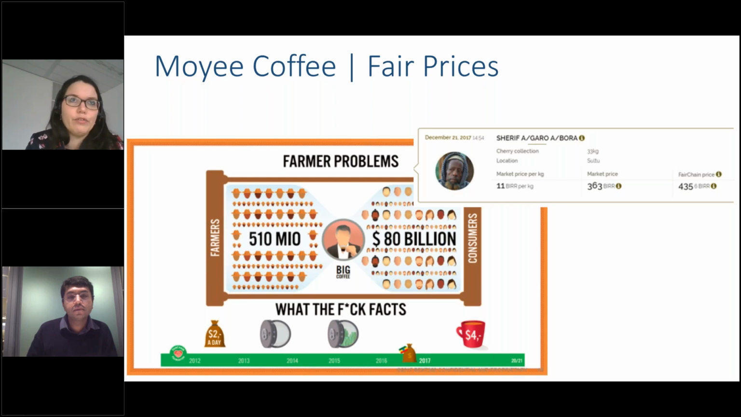So when you buy a bag of coffee in the Netherlands, for example, there will be a QR code on the side of the package, and you can scan that with your phone and then see information like on this slide. So here you can see, for example, that a certain person on a certain date has received this price. So you can see the market price and the price that this person has received, because they want to make sure that the farmer has been receiving fair wages. So now as a consumer, you can also verify that this farmer has received a fair wage by the purchase that you have made.